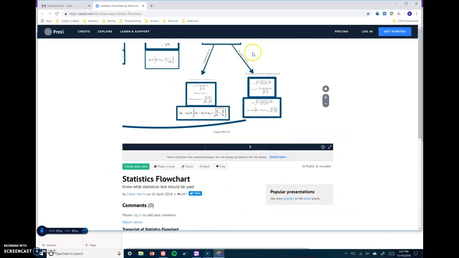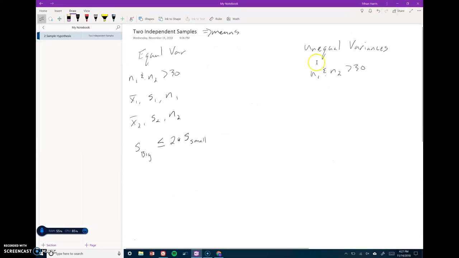So let's go ahead and get out of here. And so that's the differences between our two independent samples, how we can get to our means.